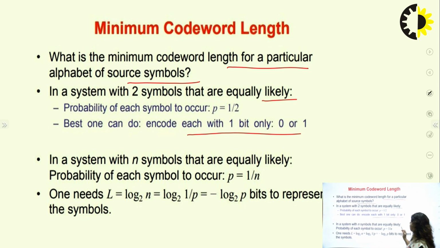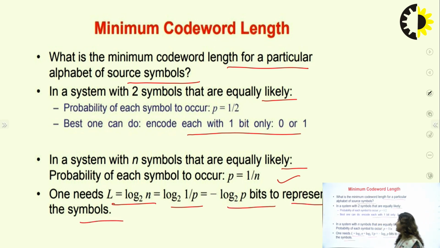So in a system with n symbols that are equally likely, the probability of each symbol is p equal to 1/n. So one needs L equal to log n, or log 1/p, or minus log p bits to represent these symbols. So we can have approximately L equal to log2 n bits. Here, suppose n is equal to 8, so we will have L equal to 3. So 3 bits are required for each symbol to encode it.